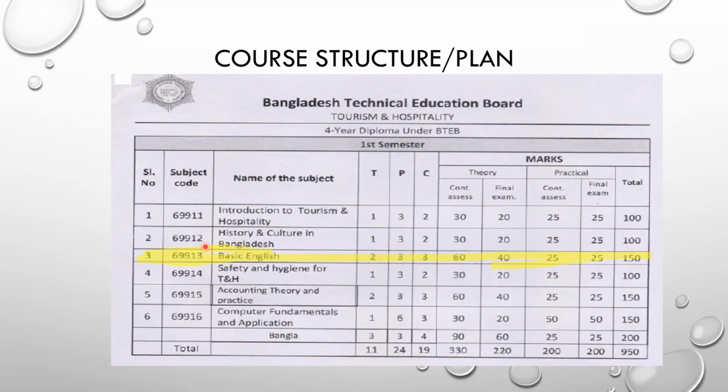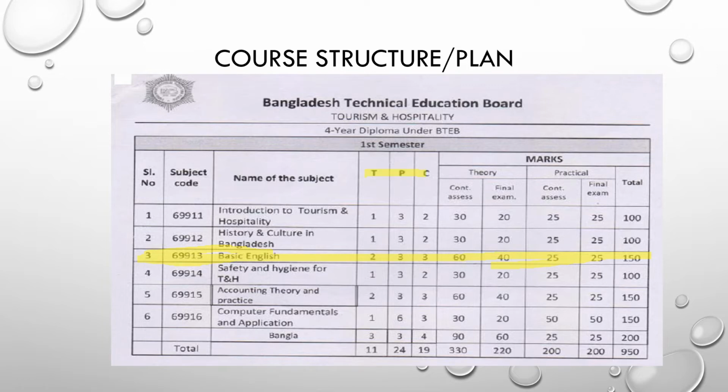Dear learners, now I'm going to discuss the course structure. Course structure means course plan, and this course structure is especially for the students of diploma in tourism and hospitality, first semester. And here we can see some subject numbers: 1, 2, 3, 4, 5, 6. Total there are 6 subjects, with subject code and subject name, and among them I will discuss only one subject, and that is number 3. This semester you have to complete this subject, and especially I will conduct this subject, and you have to stay with me.